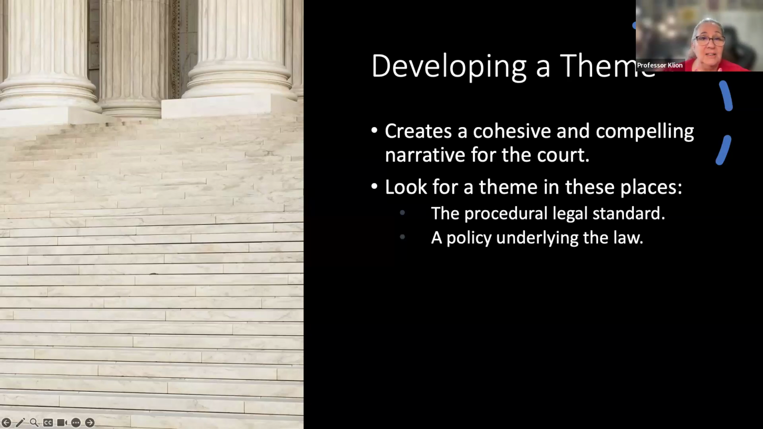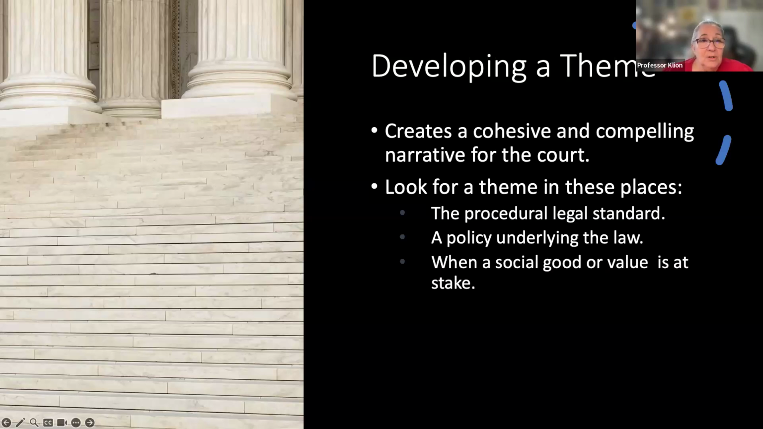You could also look at an underlying policy, a policy that underlies the law. We talked to you a lot about including policies in your discussion and now in your argument. Well, policy can sometimes really help you. There are policies underlying the Fourth Amendment and why the courts want to abide by the Fourth Amendment and make sure that a citizen's rights are not violated under the Fourth Amendment. Might be an interesting place to look for a theme for your case.